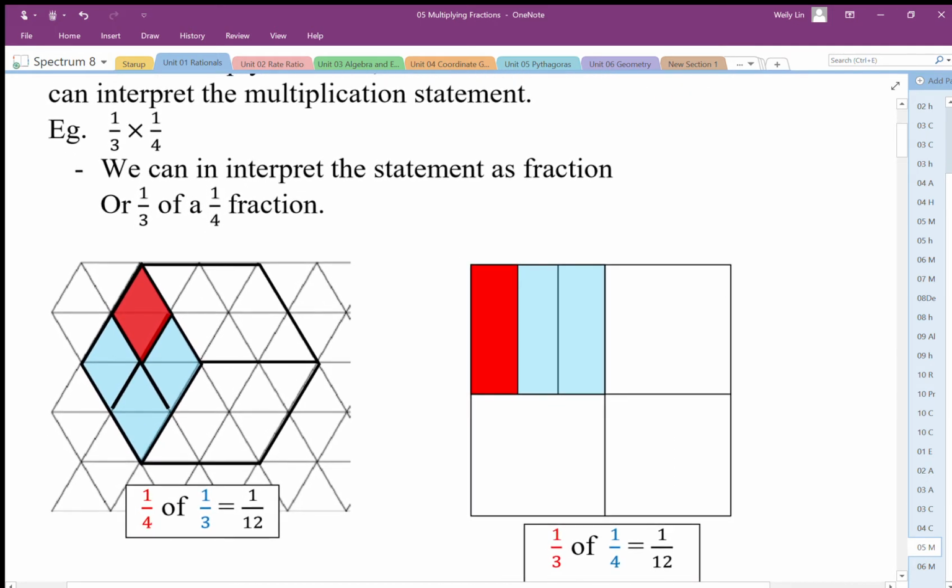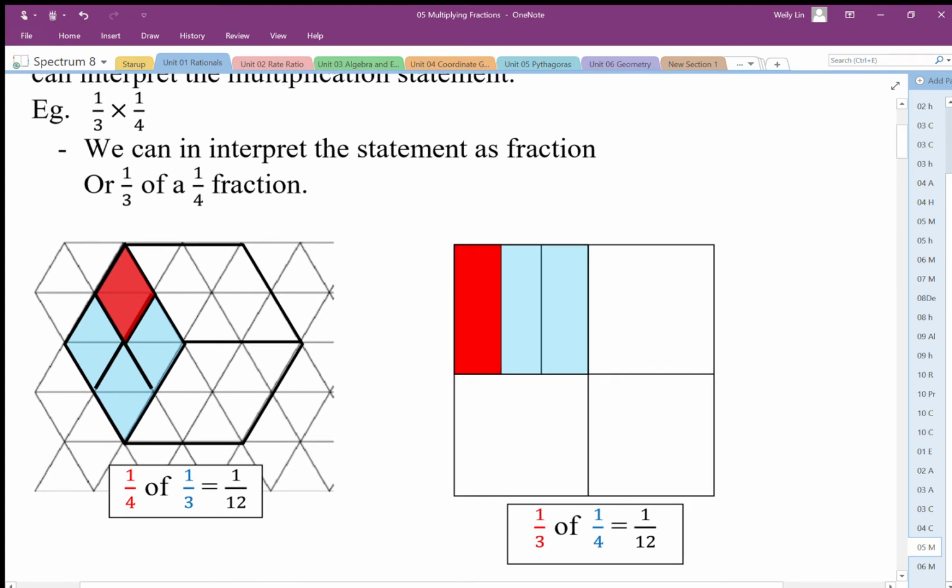If I take a look at the image on the right here, here is a square. We're going to represent the big square as one whole. So this left-hand corner that's all shaded is 1/4. So what is 1/3 of this 1/4 fraction? If we're just looking at this 1/4 fraction here, 1/3 of it would be the red piece there.